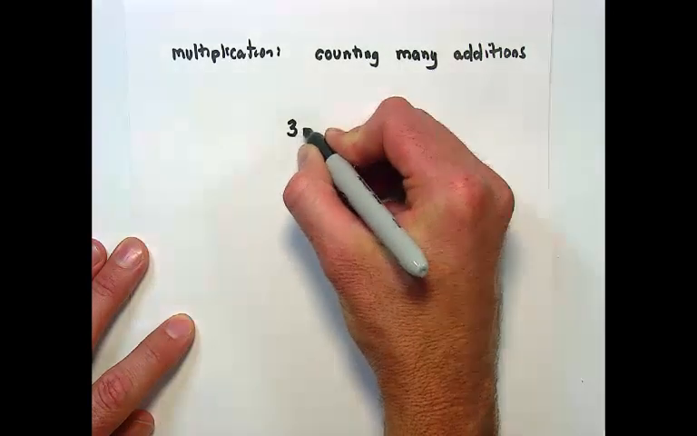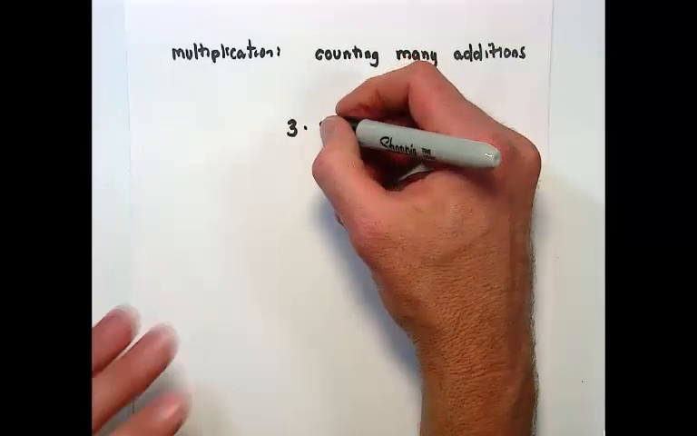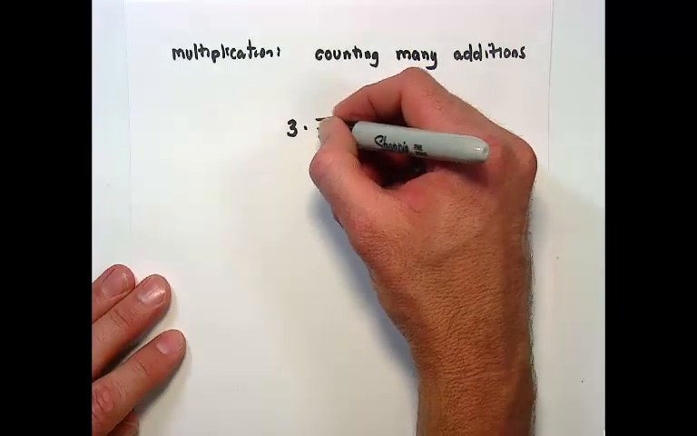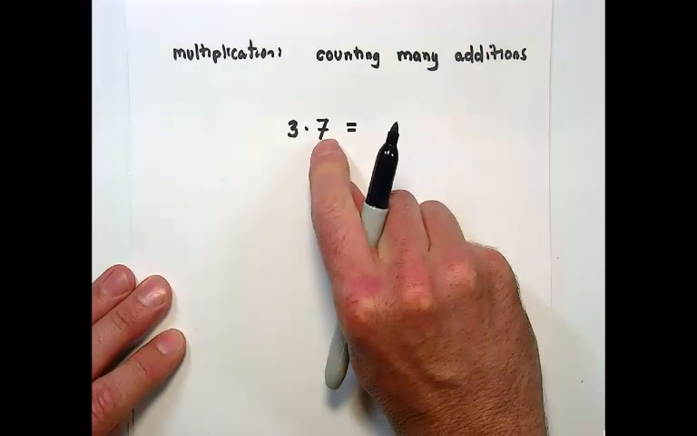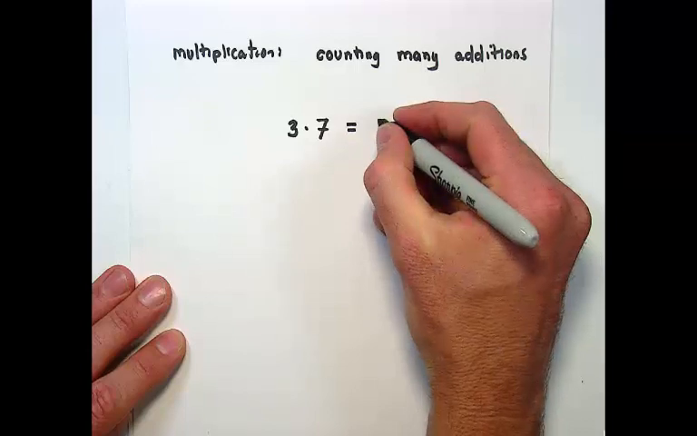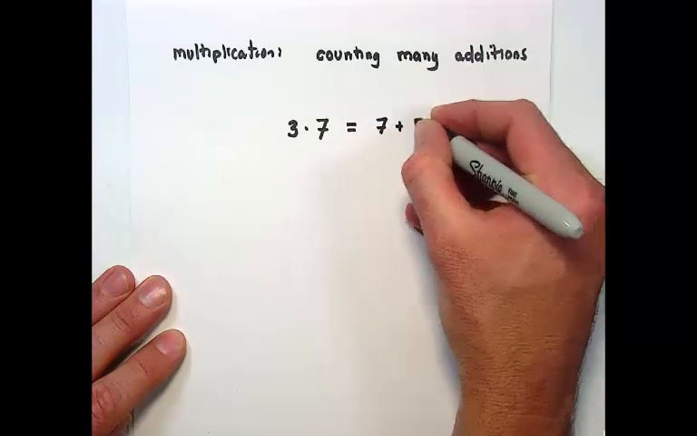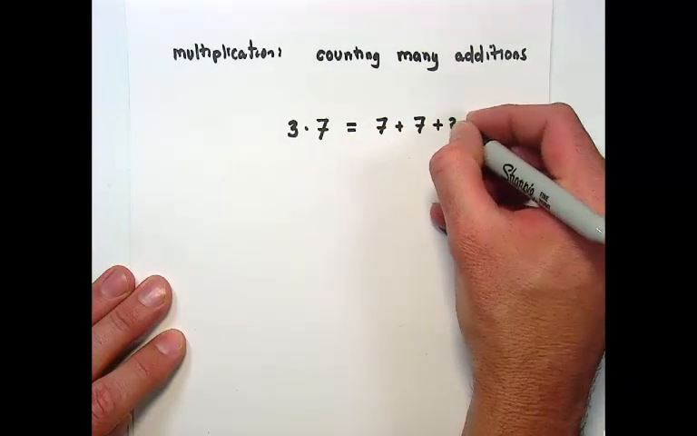Let's pretend that we had 3 times the number, let's say 7. Well, 3 times 7 means that I'm going to have 7 units 3 times, or I'm going to add 7 to itself thrice.